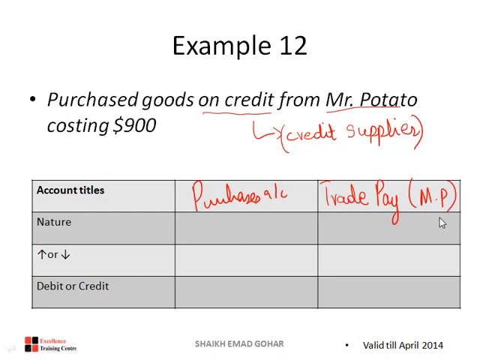Okay, MP means Minister of Parliament. We have made it Mr. Potato. Okay, nature: purchases are my expenses, remember, payable is my liability. Expense increased because I am purchasing, and liability also increased because I am purchasing on credit. Expense increase, liability increase, fine, good.